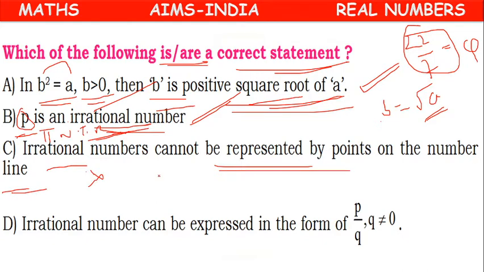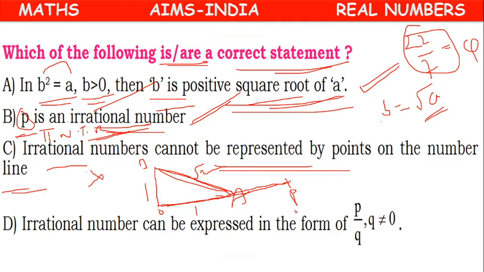Wrong. Because in the concepts we have seen, if this value is 1 and this value is 1, this value will be root 2. If it is O, A, B, this value will be root 2. So we can take this length and represent another point P on the number line whose value is root 2. Means root 2 is represented by a point P. So irrational numbers also can be represented on the number line, but they said they cannot.